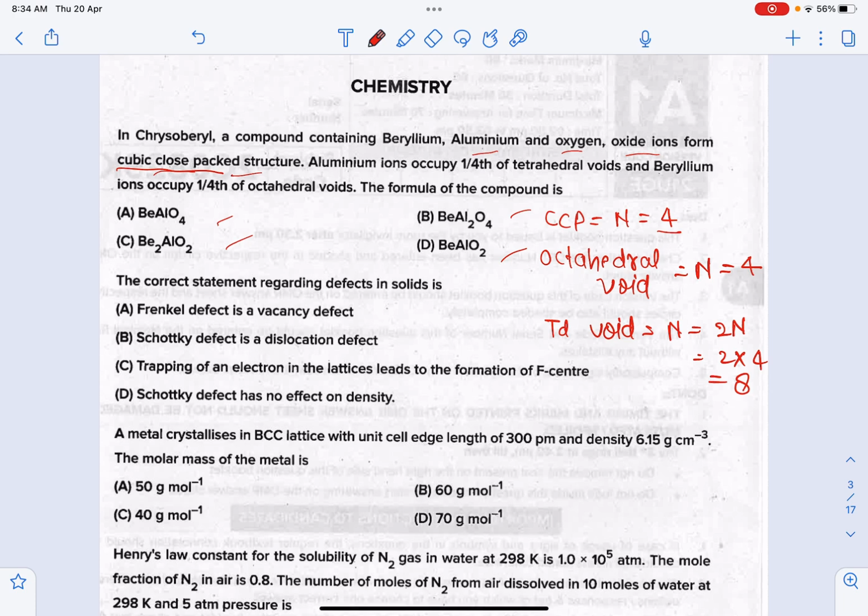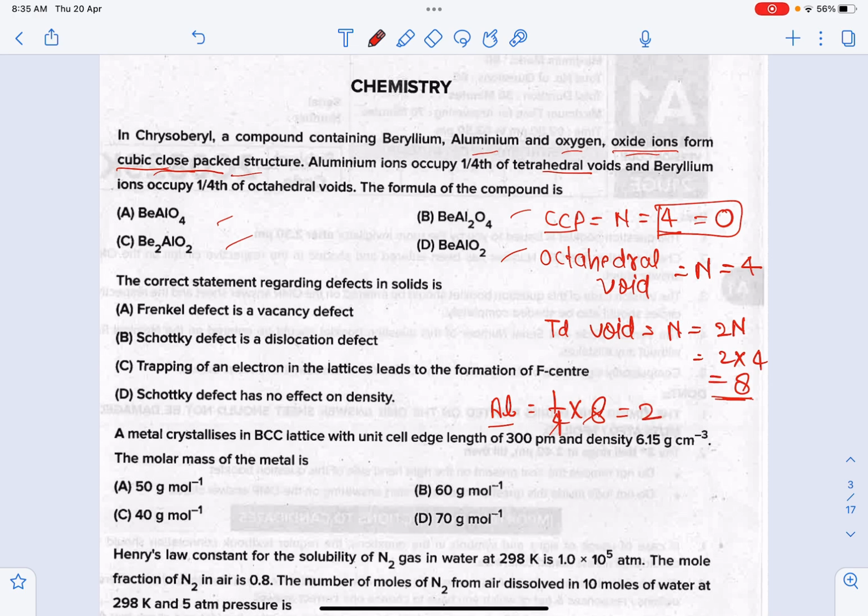In this question it is said that oxide ions form CCP, that means oxide ions have a total of 4 atoms in the CCP. Now aluminium ions occupy 1/4 of the tetrahedral voids. How many atoms are in the tetrahedral voids? It is 8. So we multiply 1/4 with 8, and for aluminium the answer will be 2.